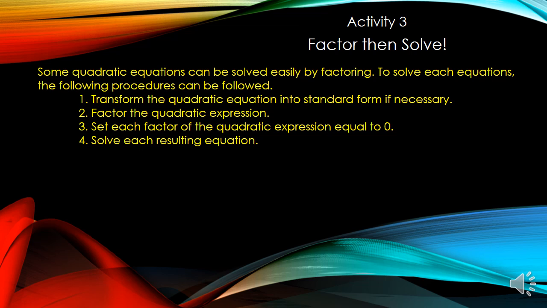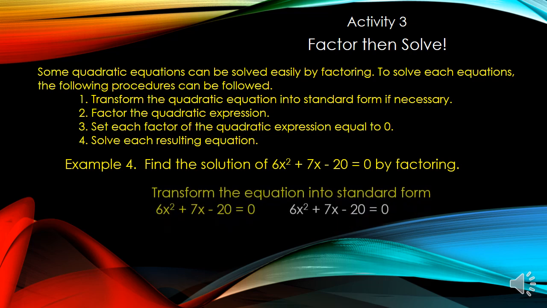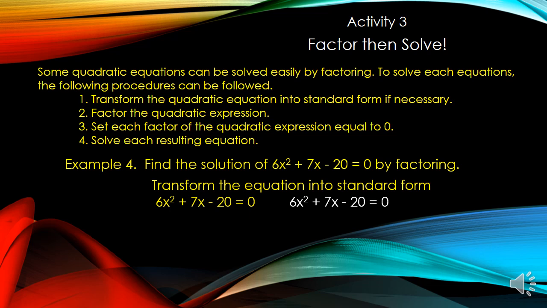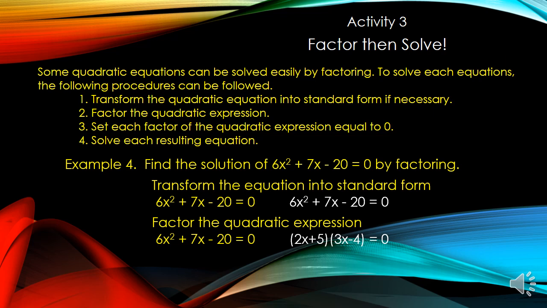Example number 3. Find the solution of 6x squared plus 7x minus 20 equals 0 by factoring. So no problem for step number 1. It is already in standard form. So we now proceed to step number 2. Factor the quadratic expression 6x squared plus 7x minus 20. So the pair of factors is 2x plus 5 and 3x minus 4.